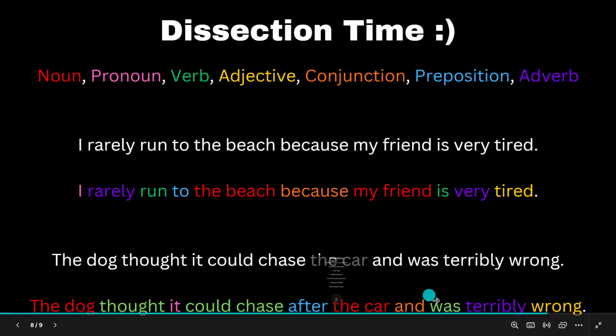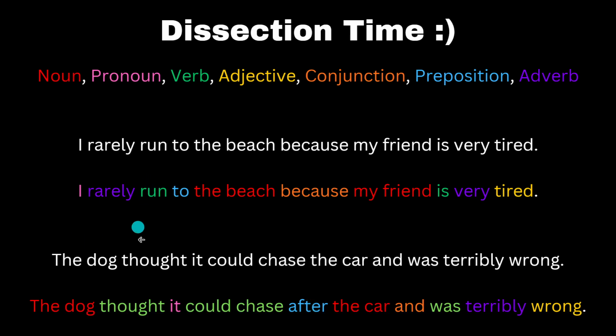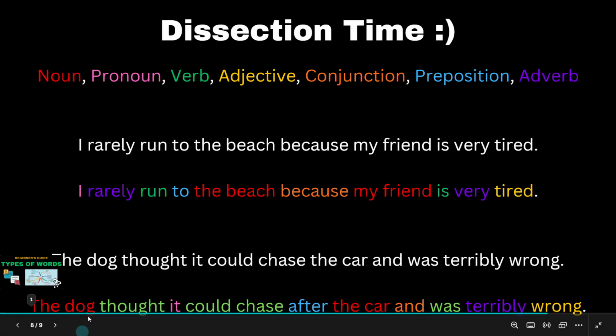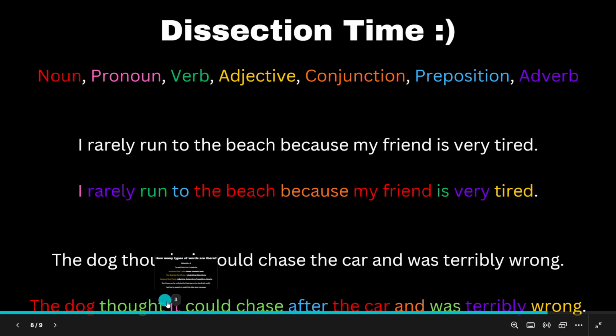So second sentence for practice, the dog thought it could chase the car and was terribly wrong. Again, bit of a silly sentence, but it's just a long sentence so I can get a bunch of different words. So the dog, obviously a noun, it is a thing. Thought is obviously a verb because it's a thinking word. It is a pronoun because you could say the dog thought the dog could chase, but that wouldn't really make sense. You would say the dog thought it could chase. So it is a pronoun because it's taking the place of this word.